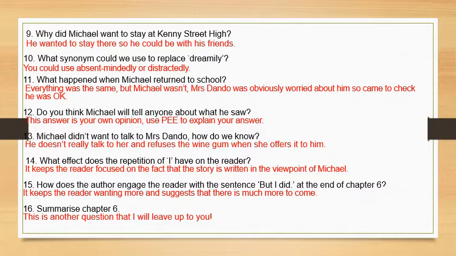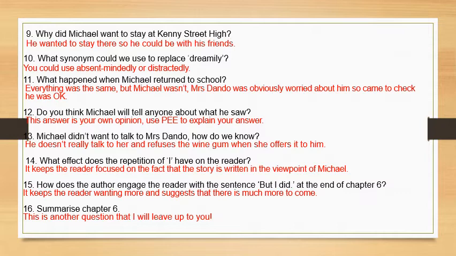Number 12. Do you think Michael will tell anyone about what he saw? Again, like I said, use PEE to answer your question for this one. There's no right or wrong. I would love to see what you've written for it. Number 13. Michael didn't want to talk to Mrs. Dando. How do we know? Because he actually refuses the wine gum, and when she asks him questions, he always says fine, fine, fine. He doesn't really give much more information.